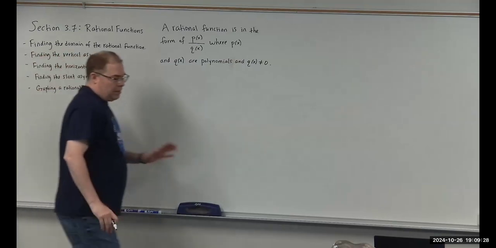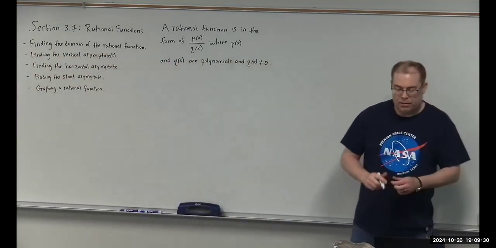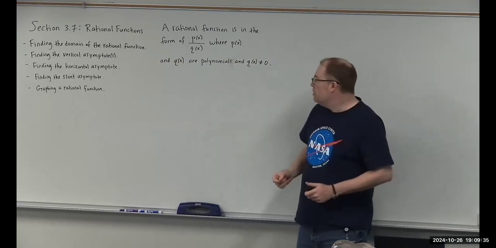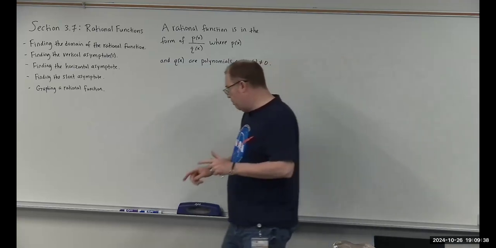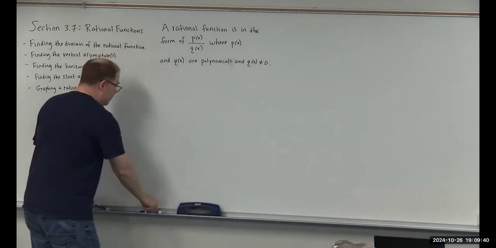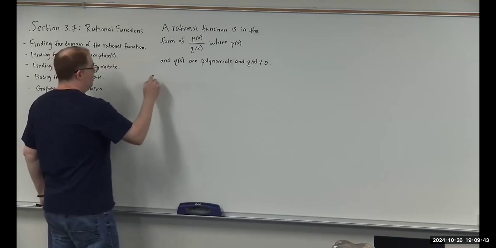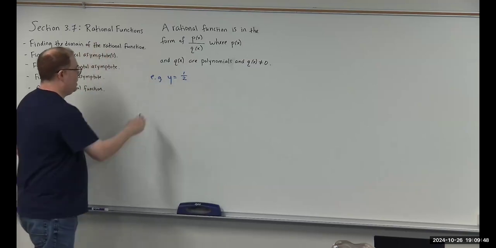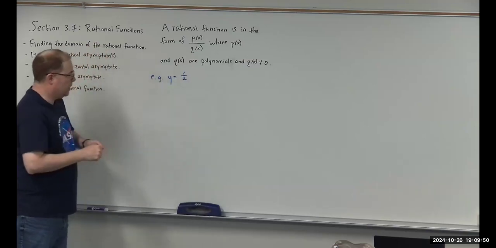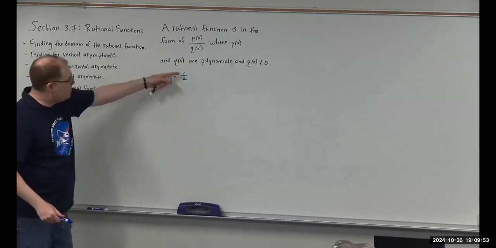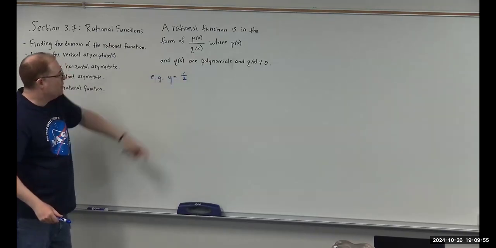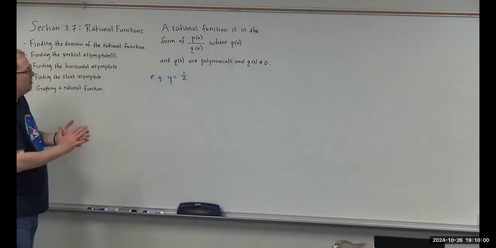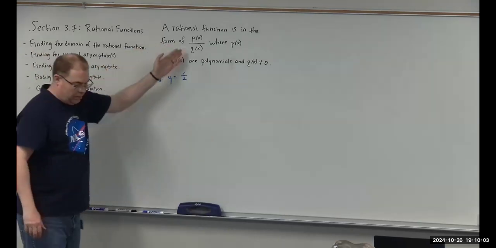So with that in mind, remember that a constant can be a polynomial. So technically, you could have 1 over 2, for example. So y equals 1 over 2 would also be considered a rational function because each of these is a polynomial, right? Not very interesting, but it does fall under this category.